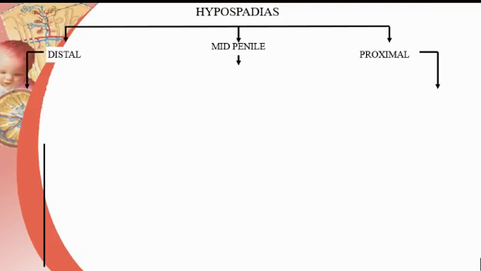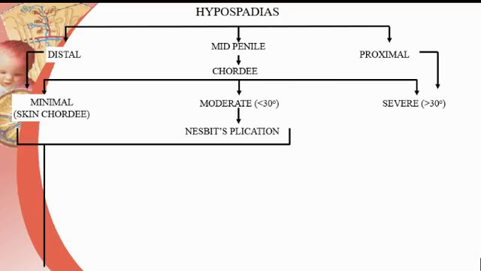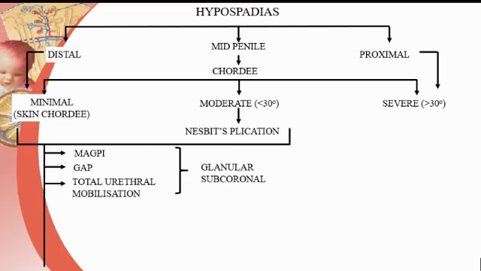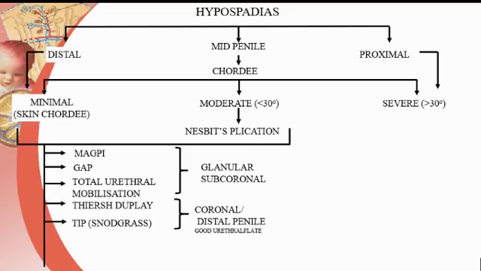So for hypospadias, as I said, first we have 3 types of hypospadias. Then we look at the chordee, and if there is minimal chordee, you correct it with a Nesbit plication. If it is a glanular or coronal or subcoronal hypospadias, you can do a MAGPI repair or a GAP repair or a total urethral mobilization. If it is a coronal or distal penile hypospadias, then you can do a Thiersch-Duplay or a Snodgrass repair if it is a good urethral plate. So this is for coronal, the previous one is for glanular and subcoronal.